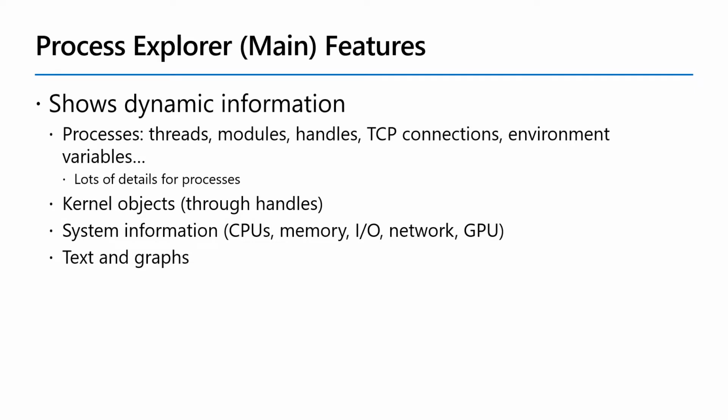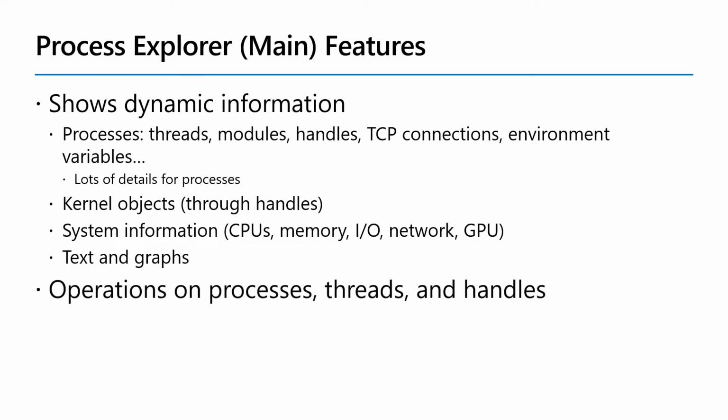Some of the information is textual. In fact, most of it is textual, but there are some graphs that allow you to see some things as they change through time, such as CPU utilization, memory utilization, and so on, on a system-wide basis or on a process basis.